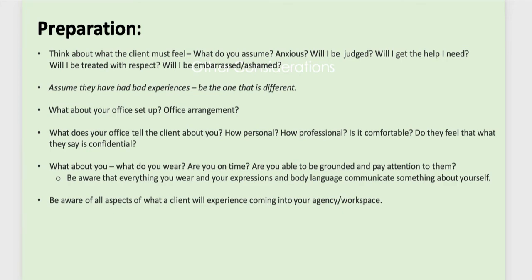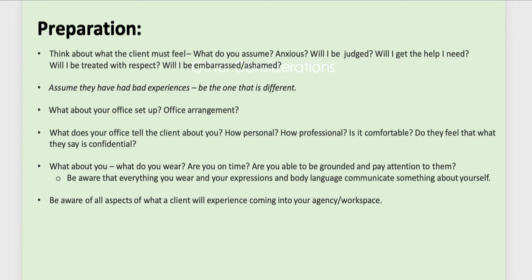Is the client anxious? The client worries about being judged, about whether they'll get the help that they need. Will they be treated with respect? Will they be embarrassed or ashamed because of the information they reveal? And it's best, I think, going into this to assume that the client's had bad experiences, and you want to make sure that you're the one that provides them with a positive experience, it may be for the first time.